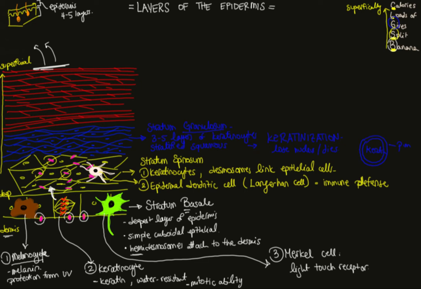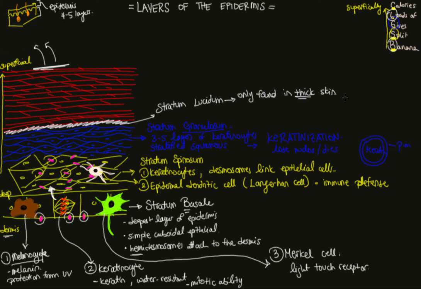Now, let's move on up. What you're actually going to see, and this does not appear in all skin, is another layer right here that we refer to as stratum lucidum. And this is the L. This stratum lucidum is actually not found in all of your skin. It is only found in what we call thick skin as compared to thin skin.